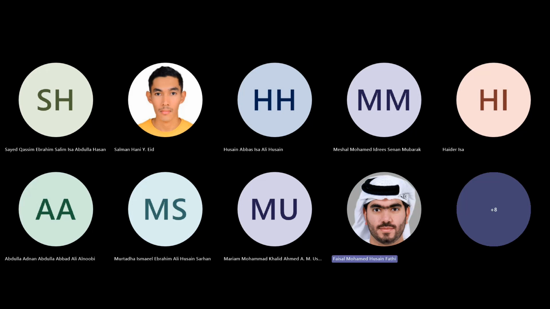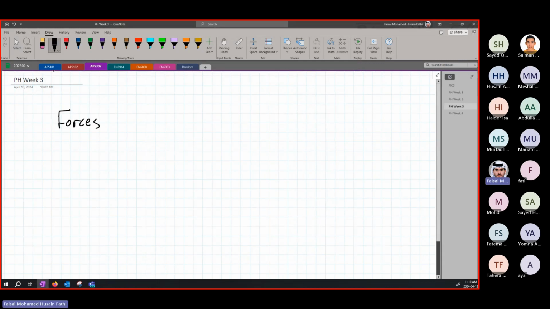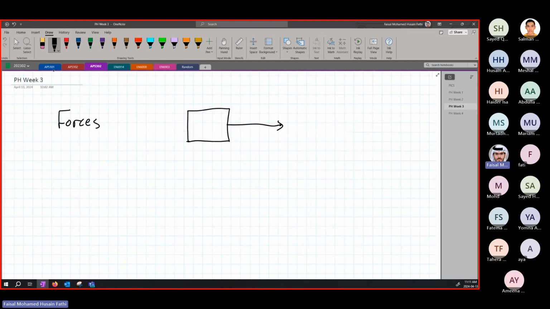Okay, so let's start with a refresher. In the first weeks, we looked at forces. Remember, when we have a block and a force F is applied to it, the block will first of all have a weight, always going downwards. And if it's on a flat surface, it's also going to have a normal force going upwards.